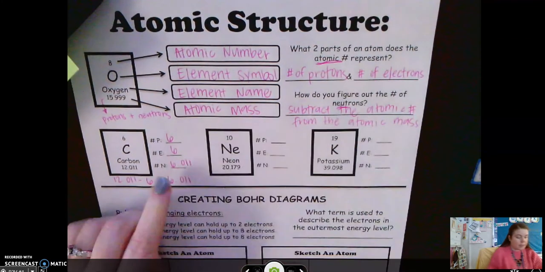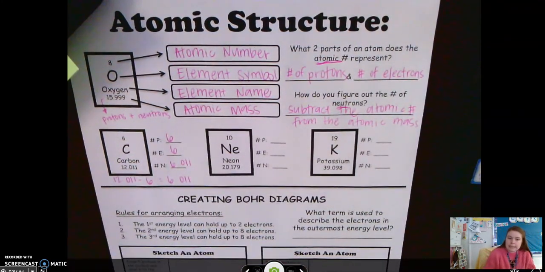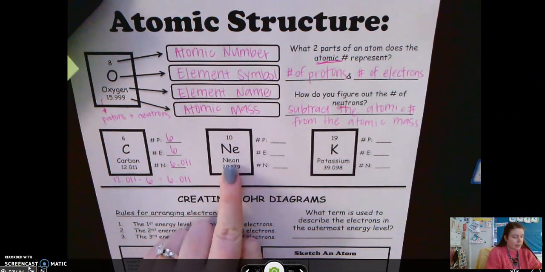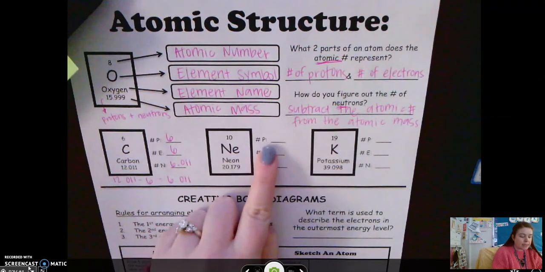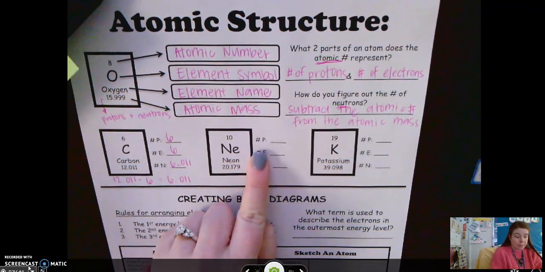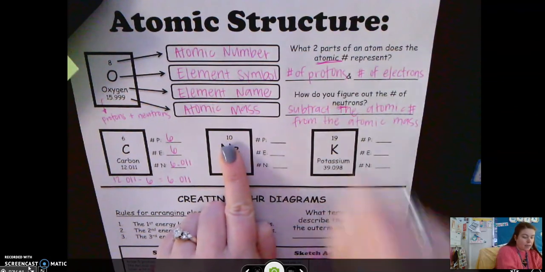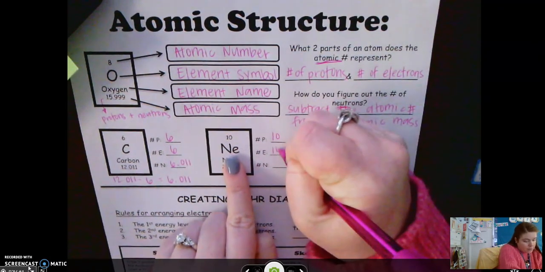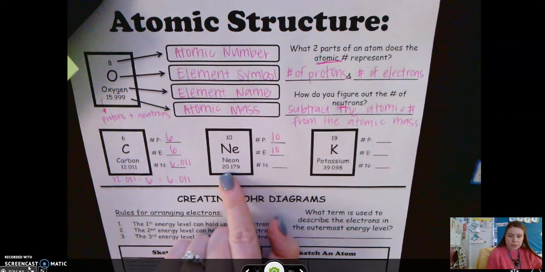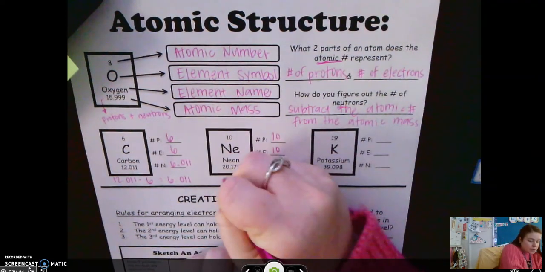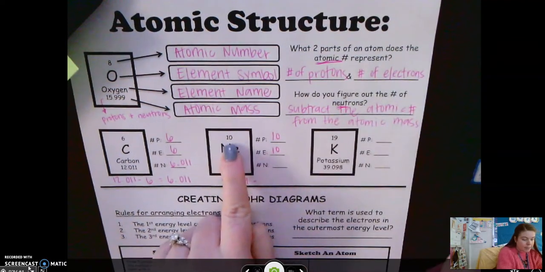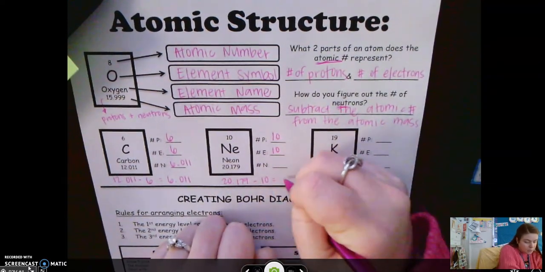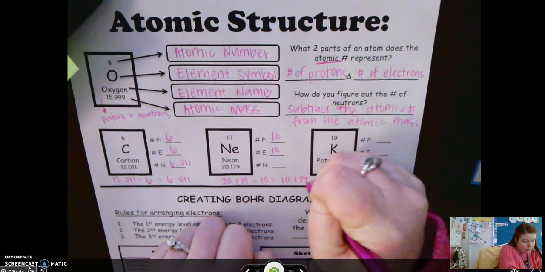If we were rounding, we would round this to 6. So let's go on to neon. I see neon here. I see its atomic number, its atomic mass, and so I know that my protons and my electrons are going to be the same number. They're going to be that atomic number, 10. So then to get my neutrons, all I need to do is some subtraction. 20.179 minus my atomic number 10 equals 10.179.